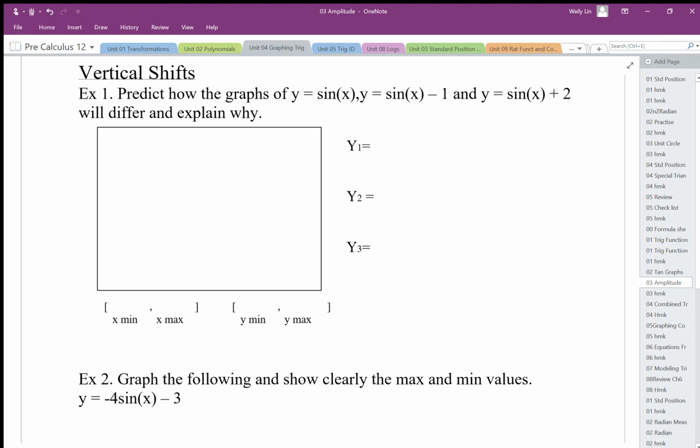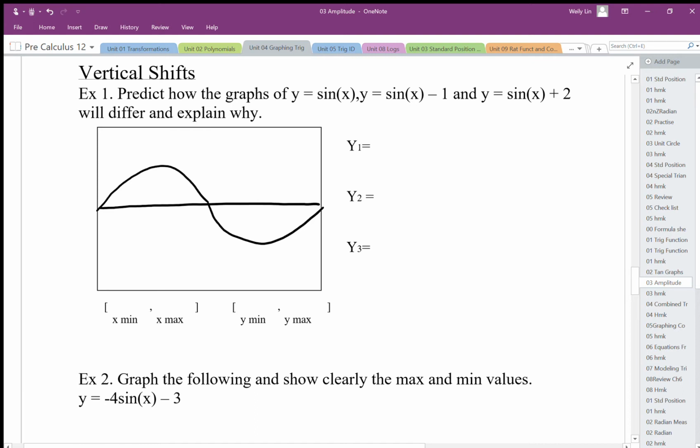Okay, so when we look at these graphs, sine x minus 1, sine x plus 2, you might be able to predict what this is, but I encourage you to graph it. That number on the outside is going to be a vertical factor, and it's going to affect our graph, and that's going to change the vertical positioning. Okay, so there's my sine x graph.